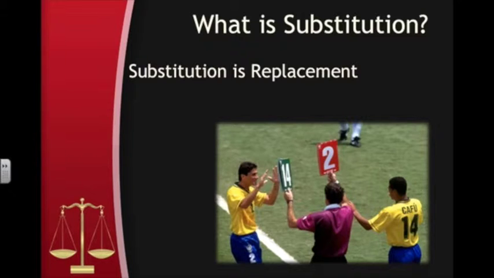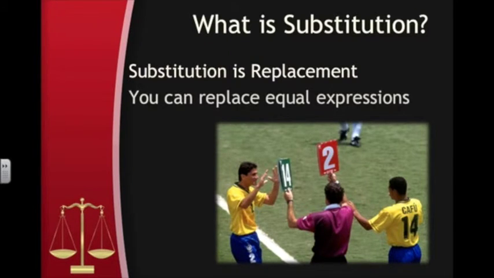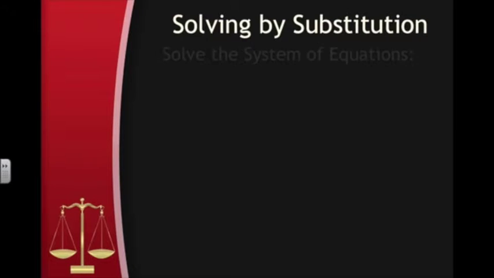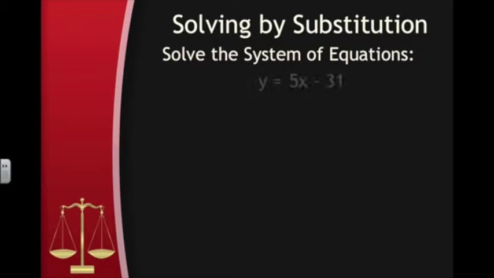When an athlete gets tired, a substitute can take his place in the game. In mathematics, you can replace an expression with any other expression as long as they are equal. So let's look at how this process works by solving the system of equations y equals 5x minus 31 and 3x plus 6y equals 12.